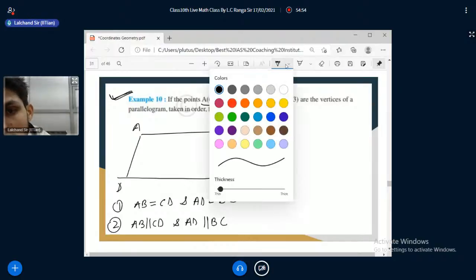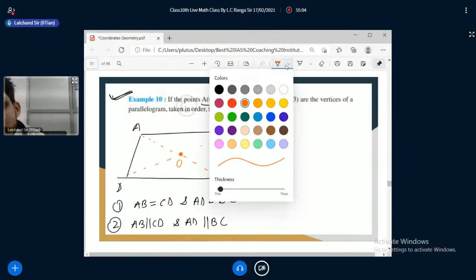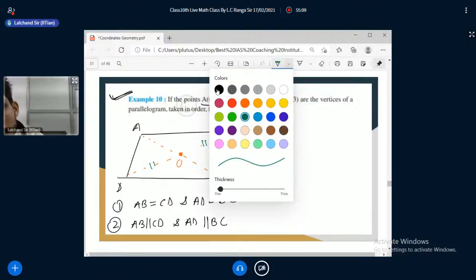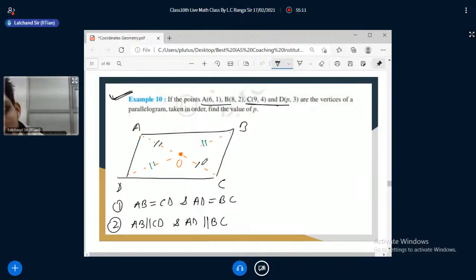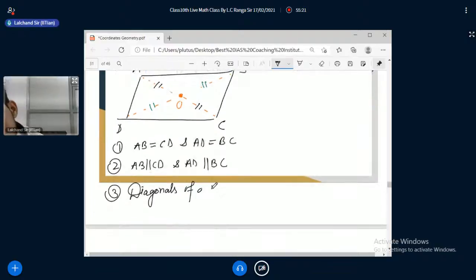And there is a third property, the diagonals of a parallelogram, that means AC and BD, bisect each other at point O. So we can say this distance is equal to this distance and this distance is equal to this distance. Okay, so third property is diagonals of a parallelogram bisect each other.